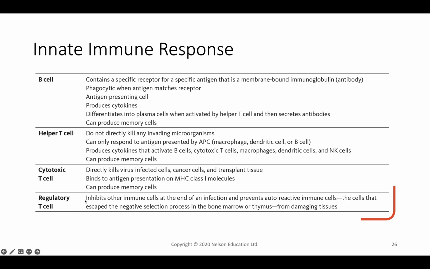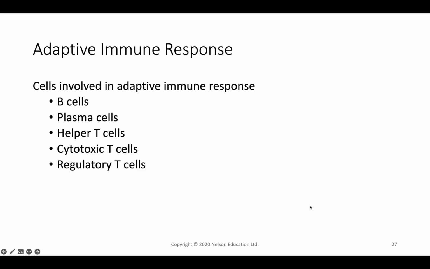All right, so regulatory T cells are going to inhibit other immune cells as the infection starts to wind down, to help end the infection and prevent autoreactive immune cells from damaging tissues. Okay, so that's all the innate immune response.